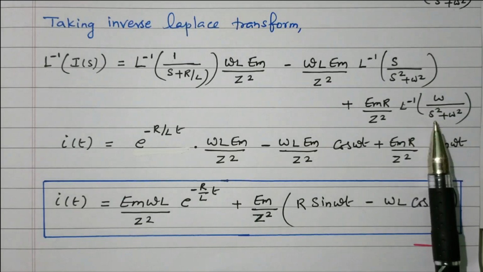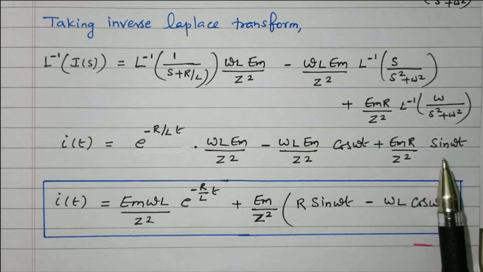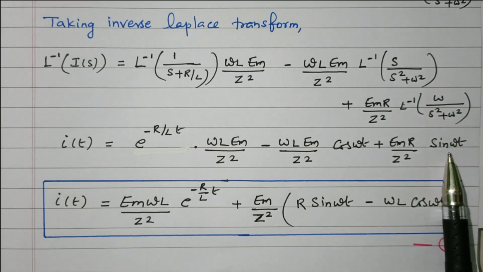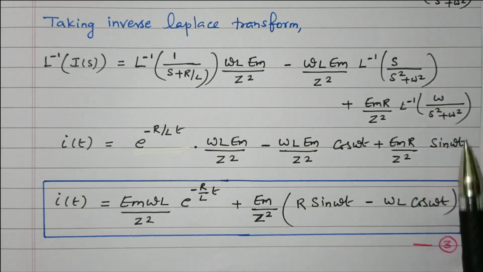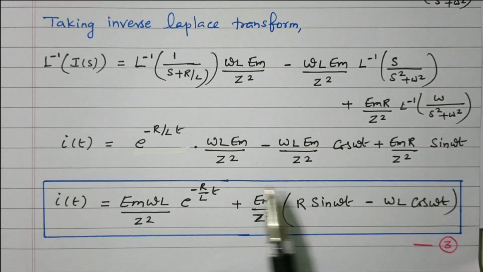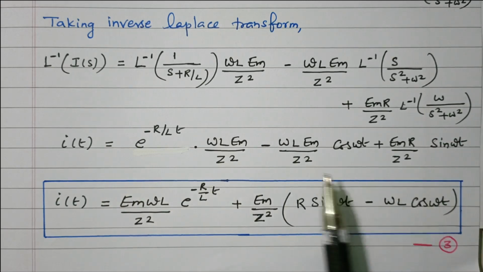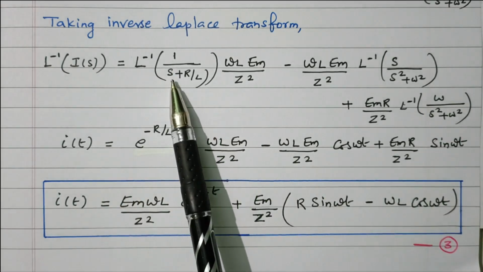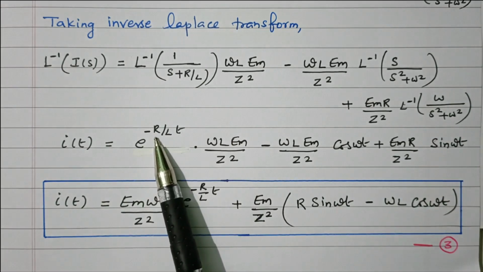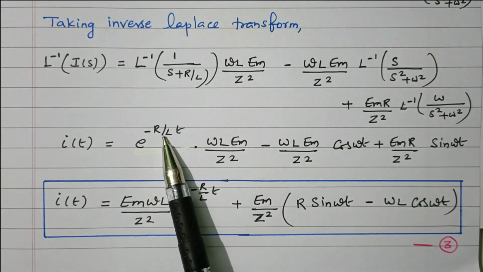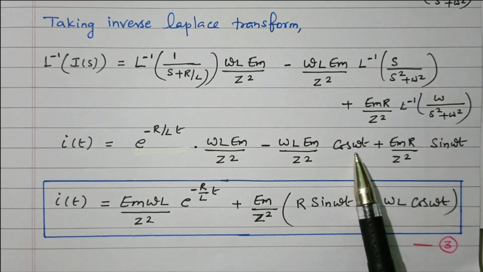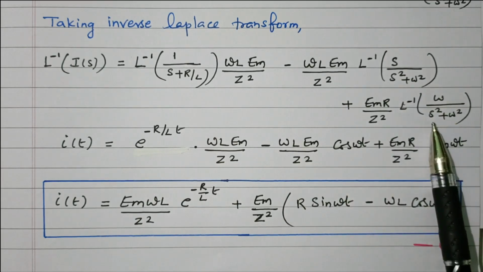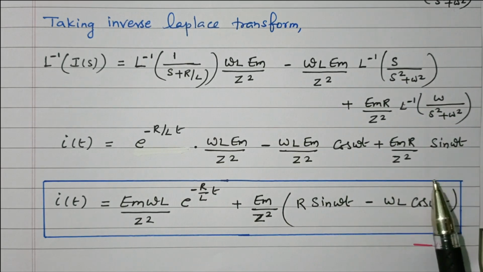Similarly, the inverse Laplace of omega divided by s square plus omega square is sin omega t. So now we have taken all the formulas. 1 divided by s plus a is e power minus at, where a is nothing but R by L. s divided by s square plus omega square is cos omega t, and omega divided by s square plus omega square is sin omega t.